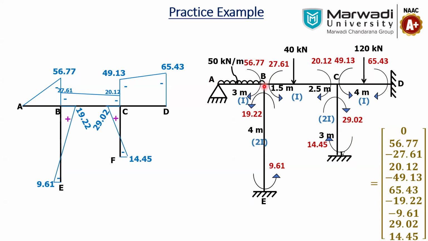In AB, it's a UDL, so the span moment is WL square by 8. While in the remaining two, there is a point load, so it is WAB by L, which is nothing but positive. So that is our bending moment diagram for this frame. You may compare this entire example also by solving using the slope deflection and moment distribution methods. You may compare which one you feel easier, and you may feel the numbers with this example and compare how this method is easier as compared to the previous two.